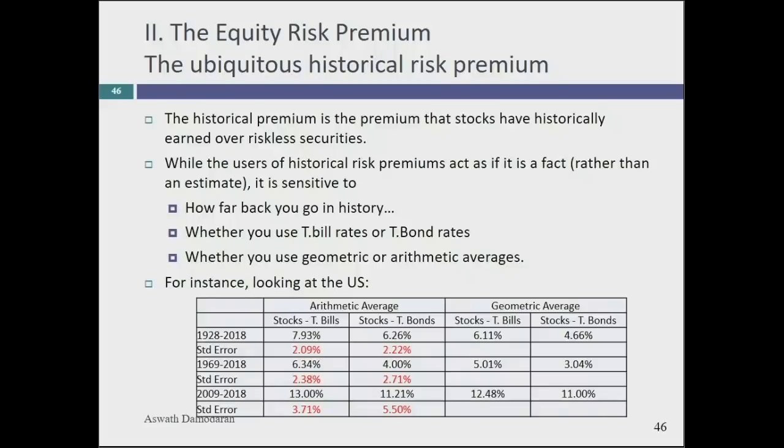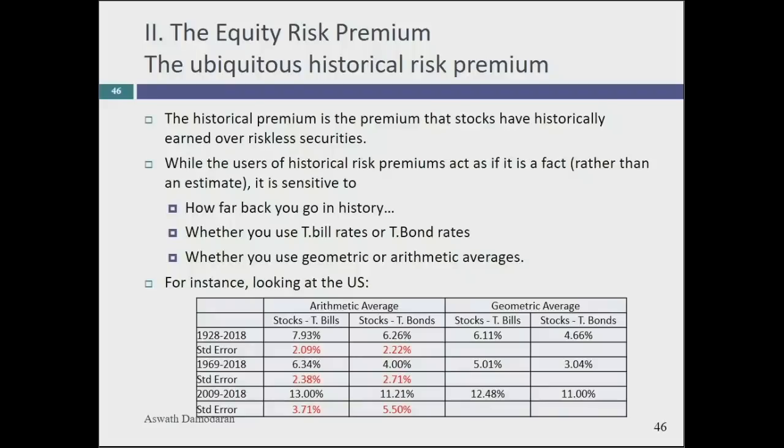My historical equity risk premium for the US could be any number from 3% to 13%. That's quite a range, right? You're saying, how can it be so different? It depends first on what slice of history I look at. If I go all the way back to 1928, I get a very different premium than if I go back 50 years or 10 years. It depends on whether I look at T-bills as my risk-free rate or T-bonds, short-term or long-term. It even depends on how I compute my average.